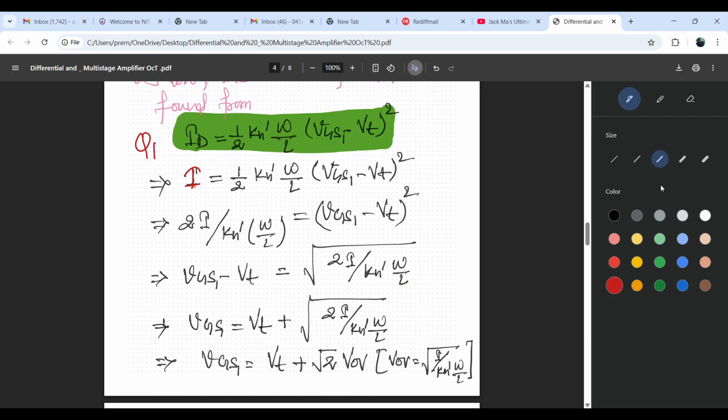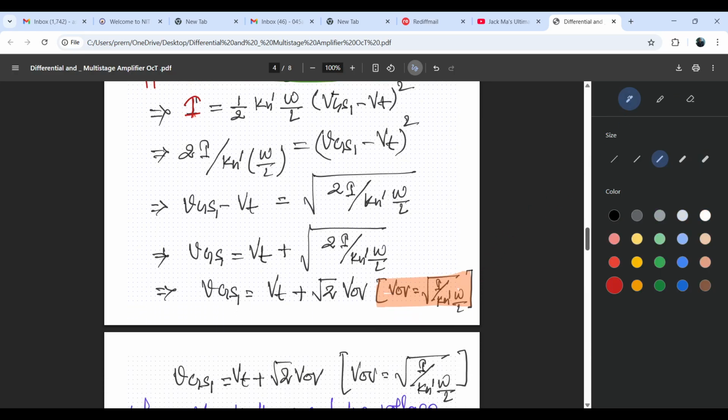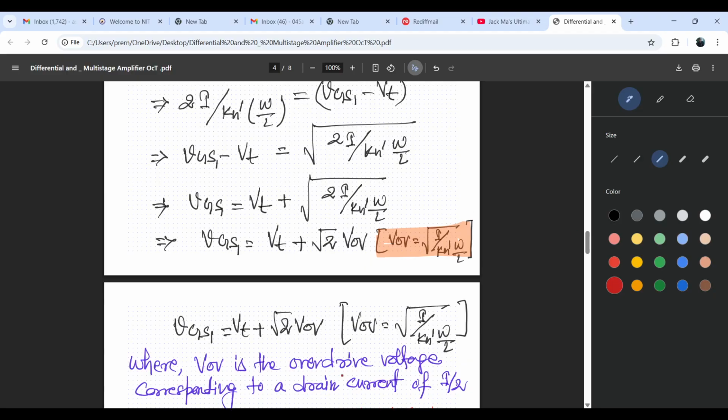The overdrive voltage, in the last video lecture, we already defined as the square root of I by Kn dash W by L, for the drain current I by 2. So VGS can be written as VT plus root 2 VOV, where VOV is the square root of I divided by Kn dash W by L, the overdrive voltage corresponding to a drain current of I by 2.